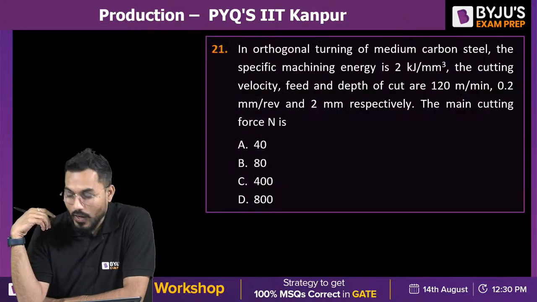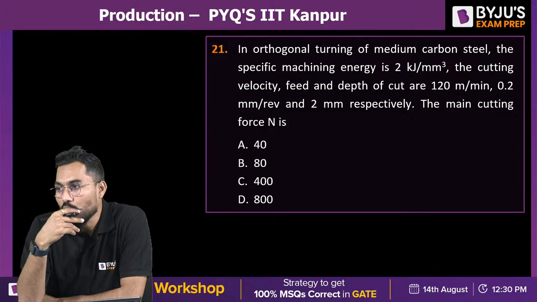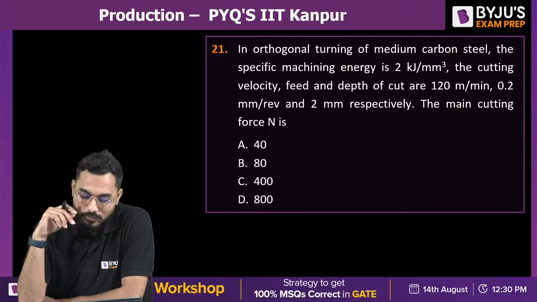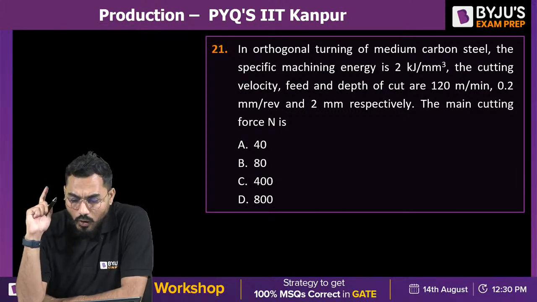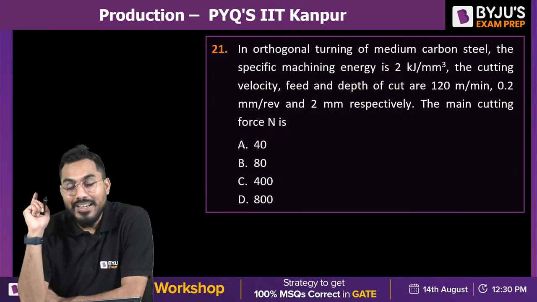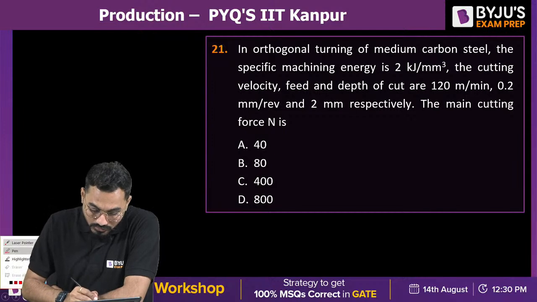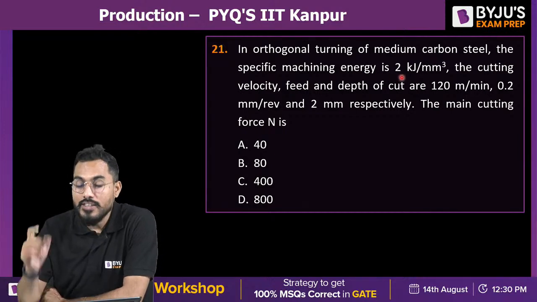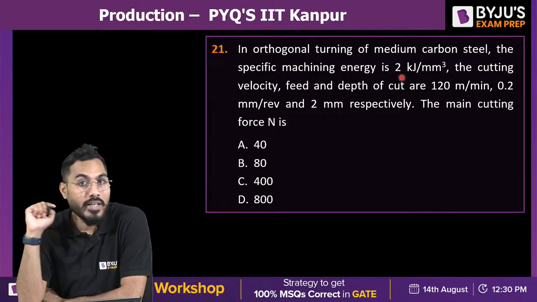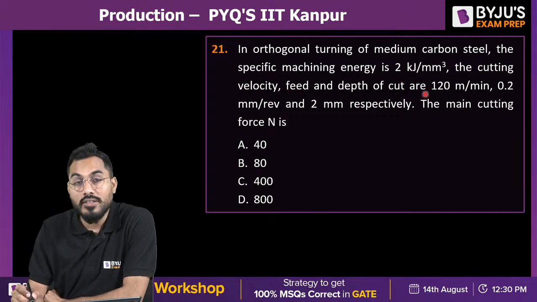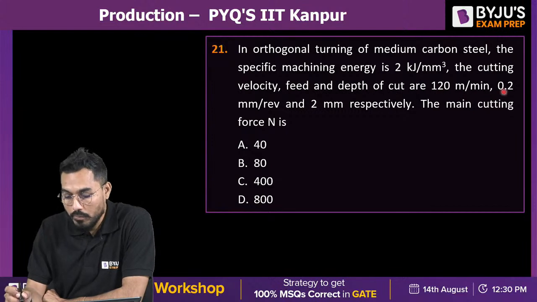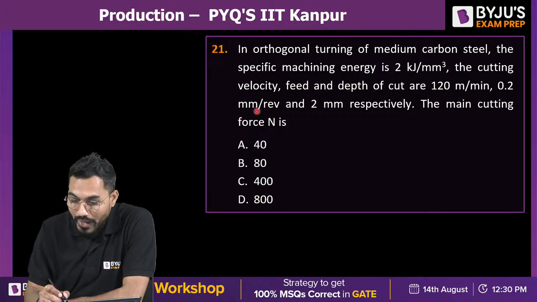We'll go to the next question now. Is it correct, everyone who is watching the session? Fine. Again, there is one question that comes in an examination. In an orthogonal turning of a medium carbon steel, the specific machining energy is 2 kilojoule per millimeter cube. The cutting velocity, feed and depth of cut are given respectively as 120 meter per minute, 0.2 mm per revolution and 2 mm.